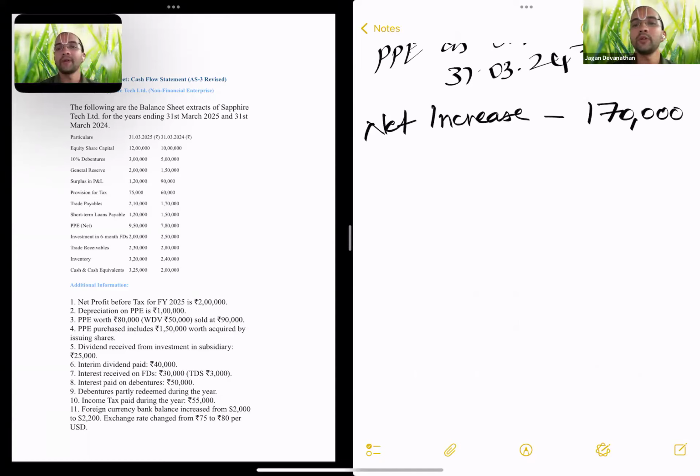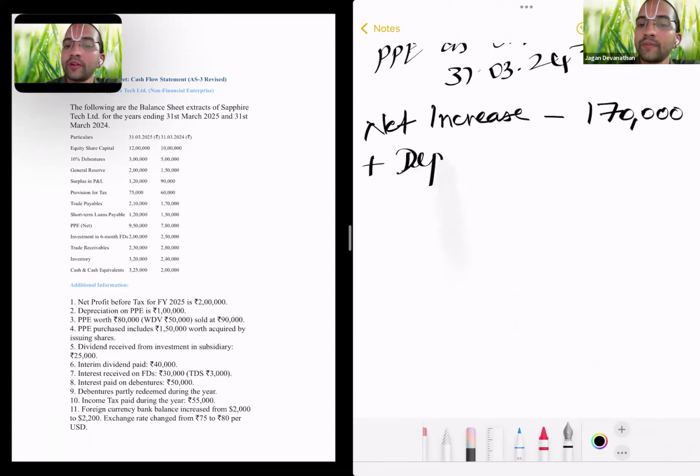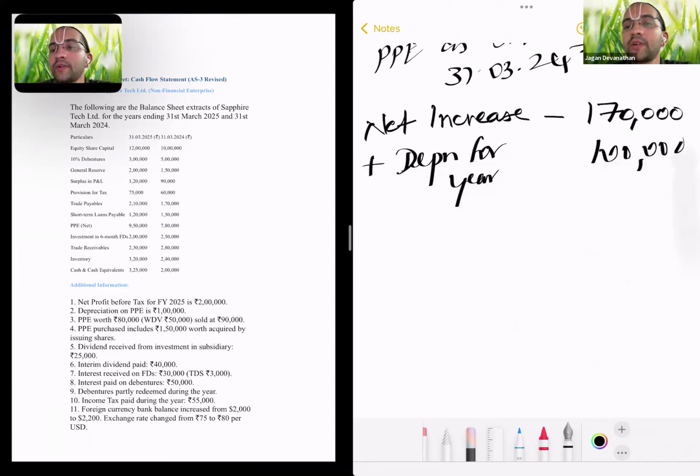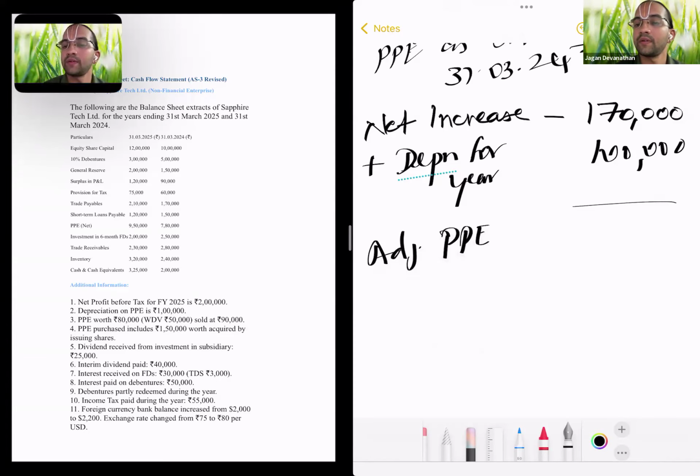So now you add depreciation for a year. How much? 1 lakh. It's given in the question. Now, since depreciation reduces the book value, we add it back to get the true addition. So now the adjusted PPE would be how much? 2,70,000. Right?